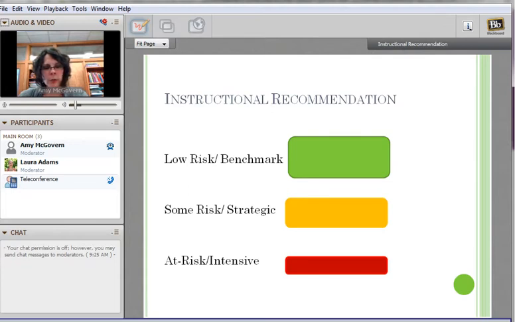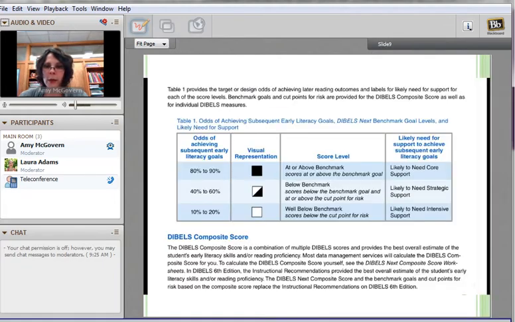And the good news, the really good news, is that none of these colors, red, yellow, or green, wherever you land, none of them are a life sentence. We know with certainty that good instruction can change children's trajectories and really impact their learning. So here's what DIBELS Next talks about with their composite score.